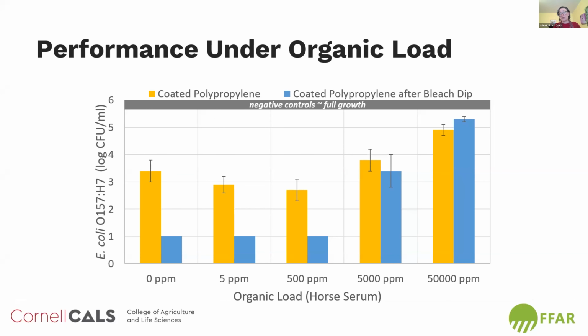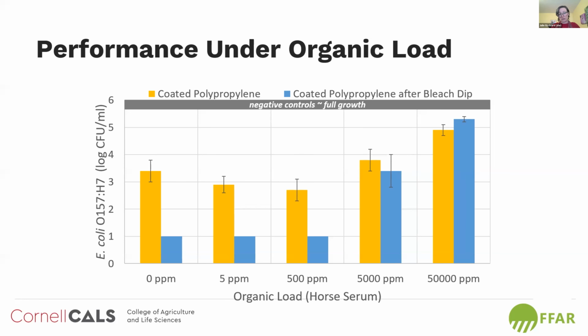So we explored the performance of our coating as an antimicrobial material against conditions of increasing organic load. We used increasing concentrations of horse serum just to mimic a wide variety of proteins and things that might be present. And it's a fairly standard thing to represent organic load. And we can see that up to about 500 parts per million of horse serum, we're able to retain 2 to 3 log reductions in antimicrobial activity by the coating alone, and greater than 4 log reductions in microbial populations after dipping in bleach.